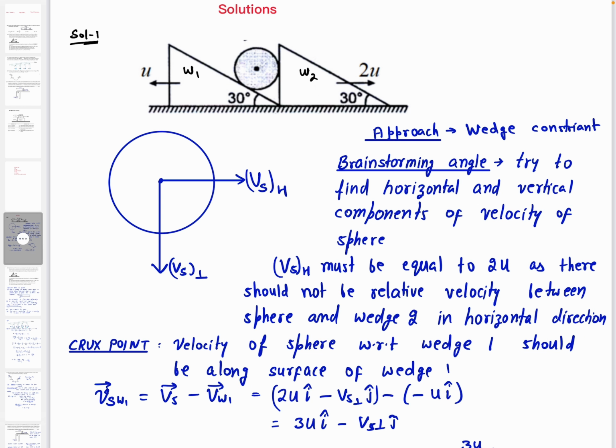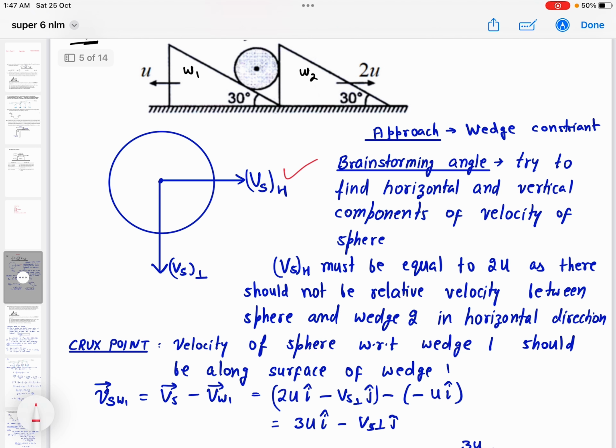Okay. So now the horizontal component of the sphere must be equal to the horizontal component of wedge 2, because their contact surface is vertical, so the normal is the horizontal direction. In the horizontal direction there should not be any relative motion. That's it. So the horizontal component is 2u only. The vertical component only we need to find out.